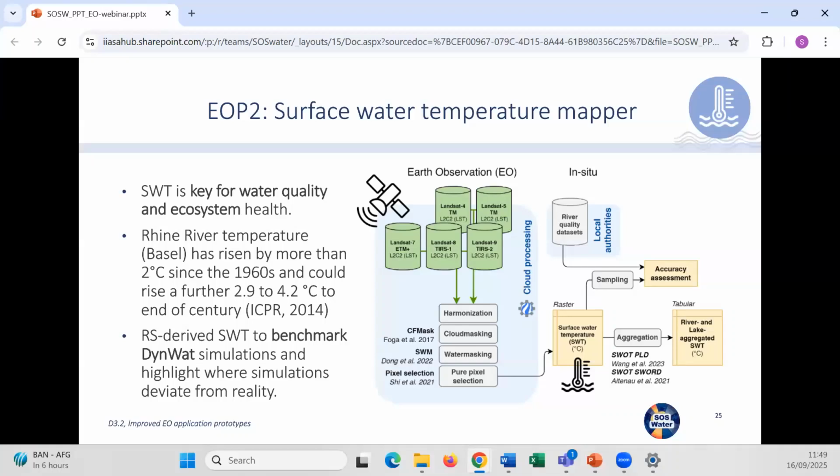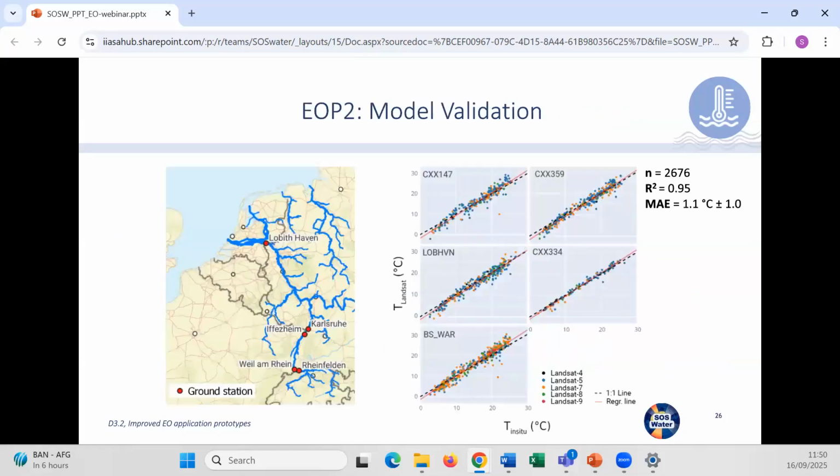We can do a sampling of these and compare these to in situ measurements for an accuracy assessment, basically a validation of our model. And then we can also do an aggregation, so we can aggregate the data to river segments or to lakes to specify, for example, lake surface water temperature. And yeah, we set up this model, and here you can see the validation with 5 ground stations from the Rhine River main stem. And as you can see, we have around 2,600 matchups, quite a good agreement in the linear regression, and a mean absolute error of around 1.1 degree.